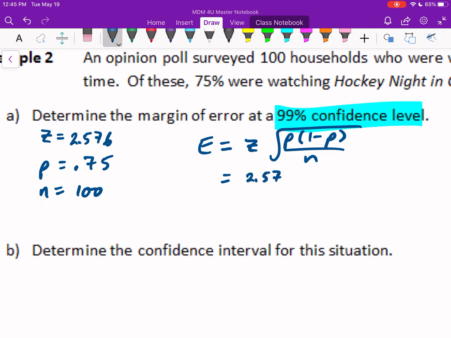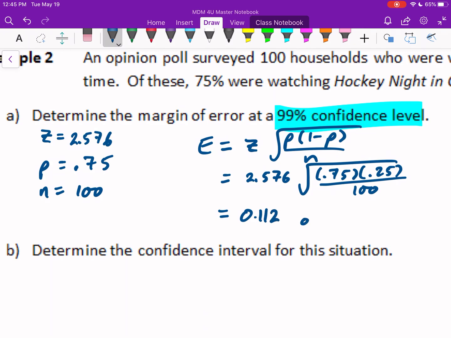So we just plug everything into our formula. 0.75, and 1 minus 0.75 would be 0.25. That's an easy mental math to do. Put 100 here. Again, as long as we follow order of operations, we get 0.112, or 11.2%.